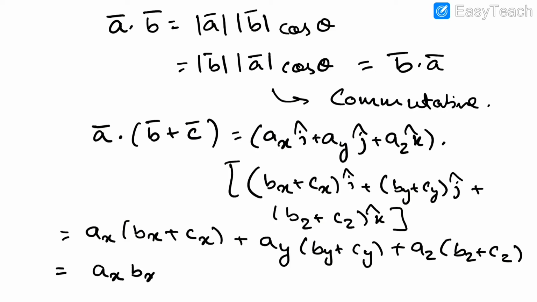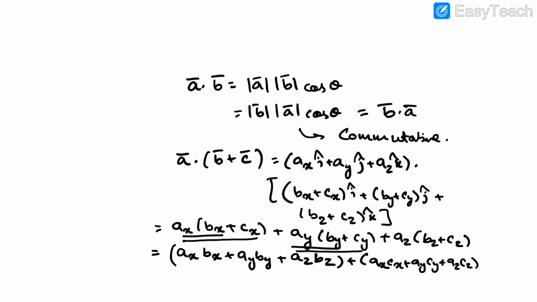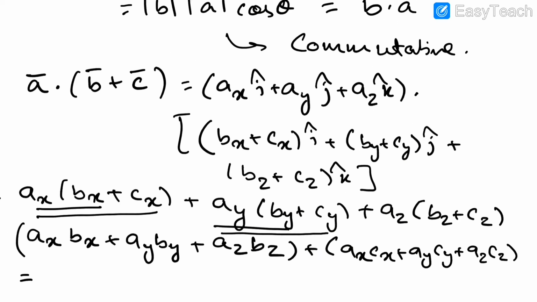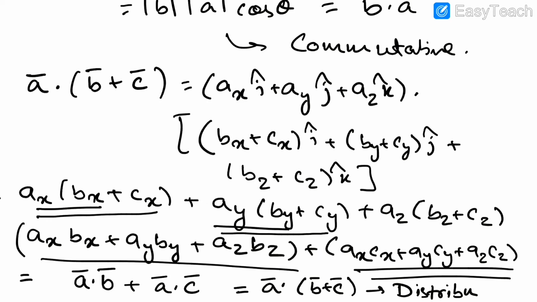Okay, so it gives you what? ax bx plus ay by plus az bz, this is over, plus ax cx plus ay cy plus az cz. Which is nothing but, now this thing you see, it is a vector dot b vector. And this thing, it is nothing but a vector dot c vector. So a dot b plus a dot c is a vector dot (b plus c) vector. Which means that the dot product is distributive over addition and subtraction. So it has the distributive property also.